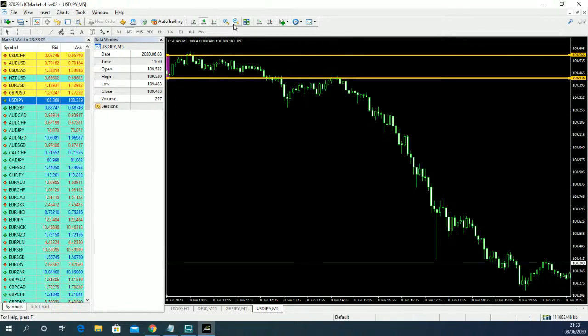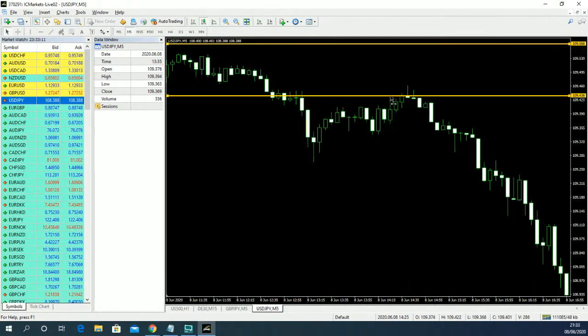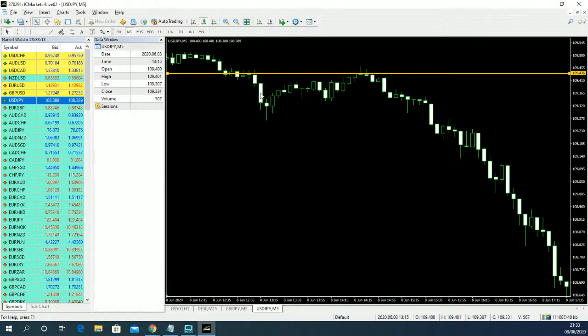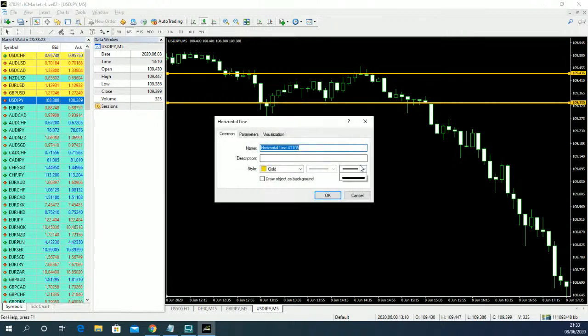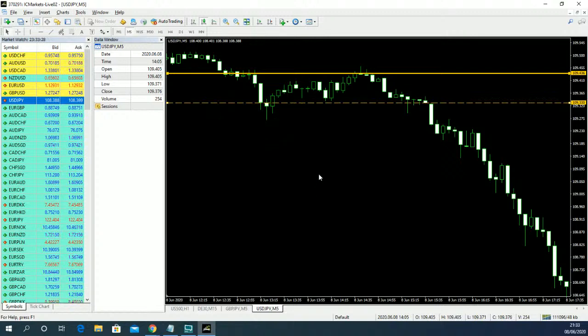This is the first candle. Let me make it bigger. All right, that's the first candle that is completely out of the box, as you can see. So that is where we go into our trade. We sell at the close of this candle.